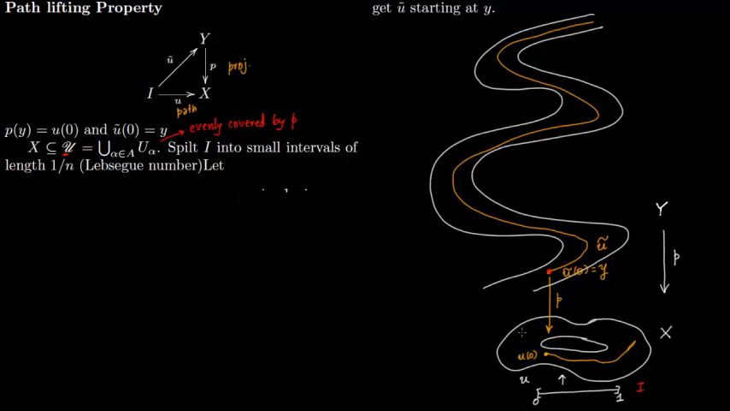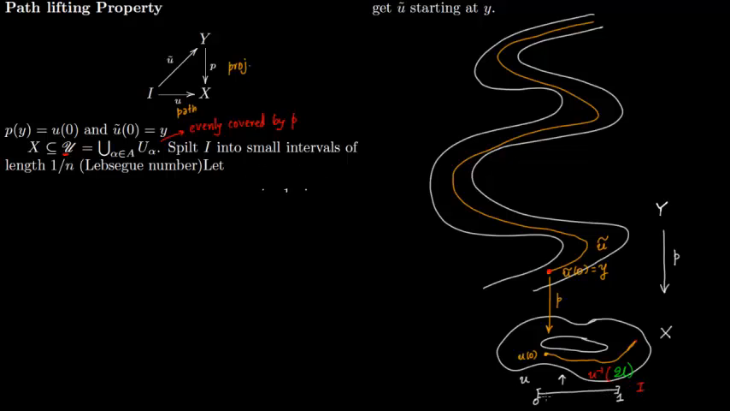Now you have a cover of X. That cover of X will also cover this path. Once that cover of X covers this path, you can get a cover of interval I by taking U inverse of the cover of this path. So U is the map, and U inverse of this curly U will give you a cover of this interval I. So you have a cover of interval I.